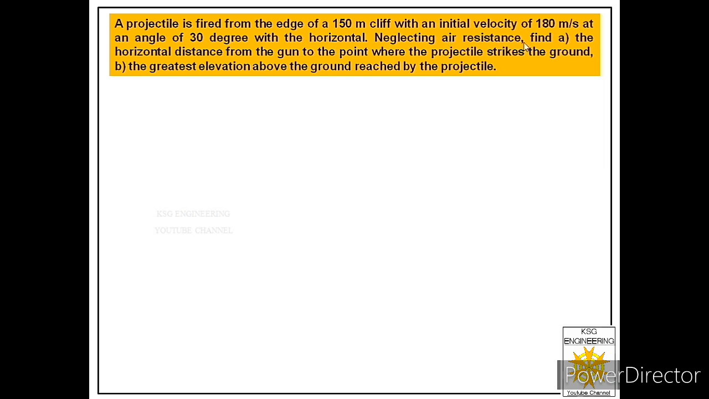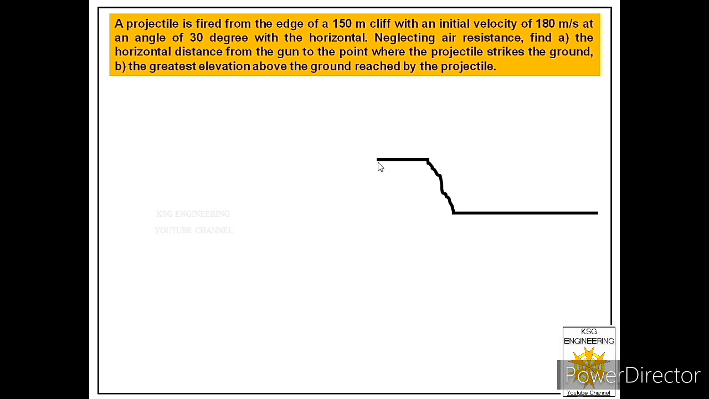Neglecting air resistance, find A part, the horizontal distance from the gun to the point where the projectile strikes the ground. B part, the greatest elevation above the ground reached by the projectile. So let us understand this problem through the diagram.